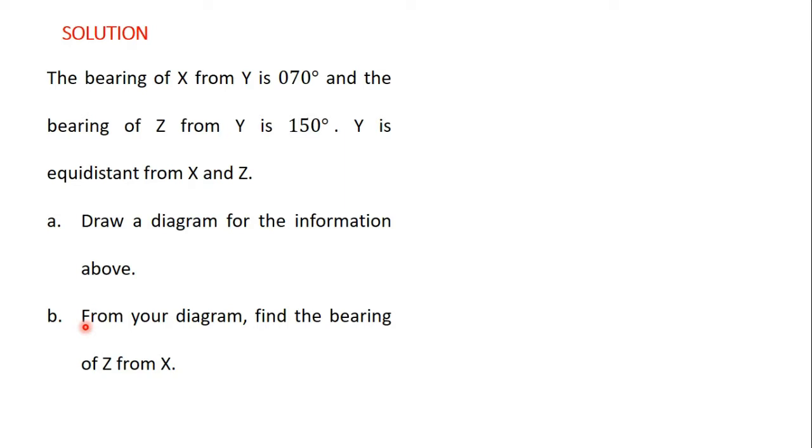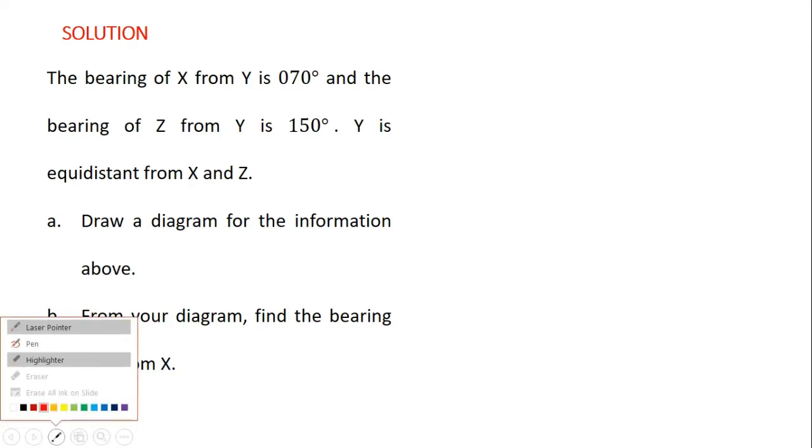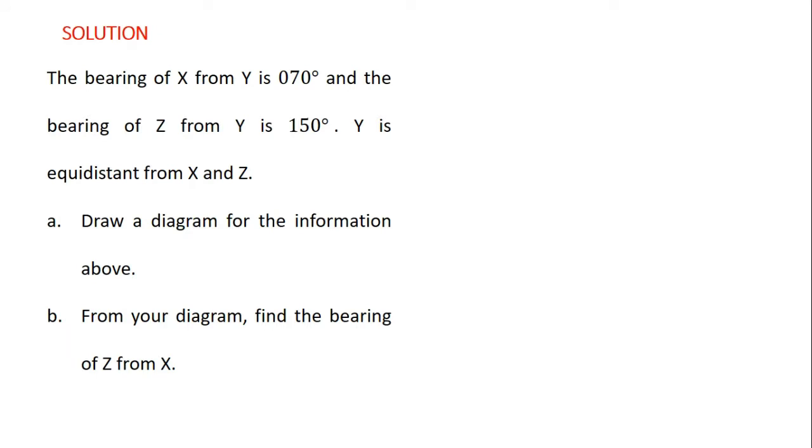The bearing of x from y is 70 degrees. We know that when you have this bearing, in order to draw it on a diagram, you first need our starting point. The starting point is y because it's x from y. The ending point is x and the angle is 70 degrees. So to begin the whole thing, we draw our x and y plane here.